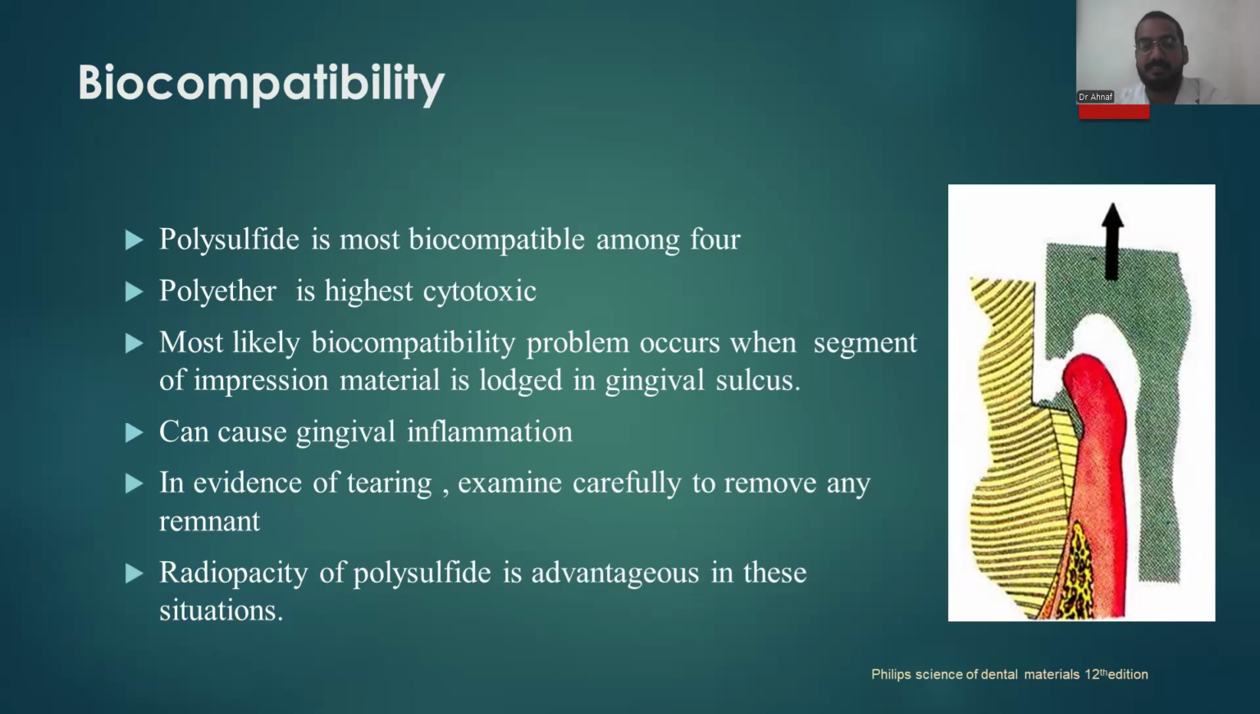As I said earlier, there is a chance of tearing of impression material in subgingival and interproximal areas. This can lead to biocompatibility issues if it is left behind. It can cause gingival inflammation. In evidence of tearing, we should examine carefully and remove any remnants of the impression material. The radiopacity of polysulfide is advantageous in these situations. If needed, we can make a radiograph and verify whether any remnants of impression material are present or not.